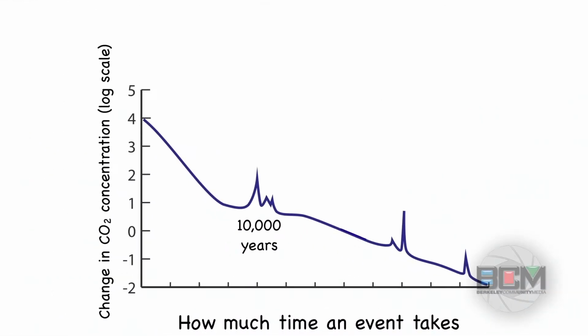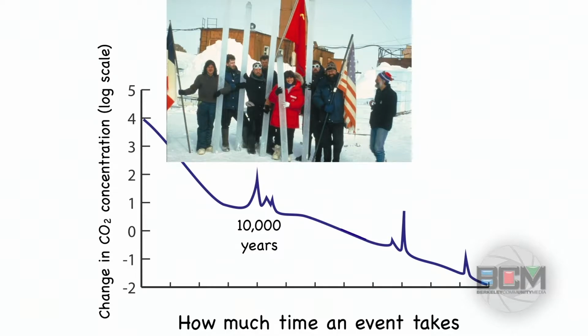So what about these peaks here? So there's a number of small peaks, and there's a lot of things happening on those time scales. So how do we discern those? This has to do with these ice cores.